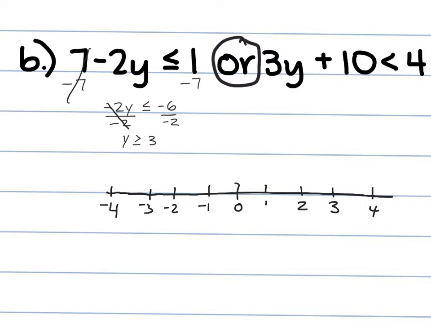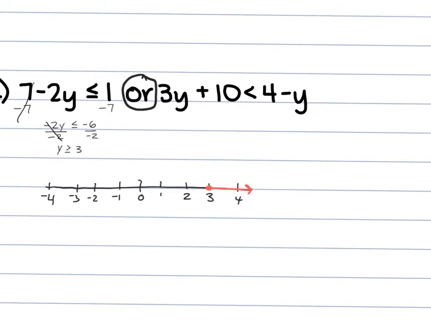So here we go. Y is greater than or equal to 3. How do I graph that? Closed circle on the positive 3. Good. And then which direction? Y is greater than or equal to 3. To the right. All the numbers that are greater than 3 are to the right. Okay, so there's part of the answer.